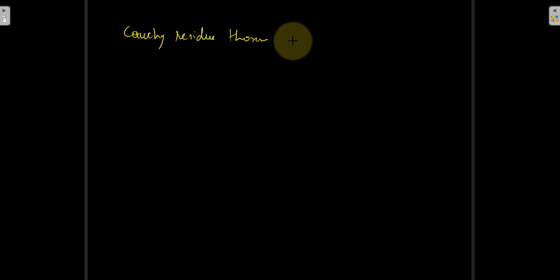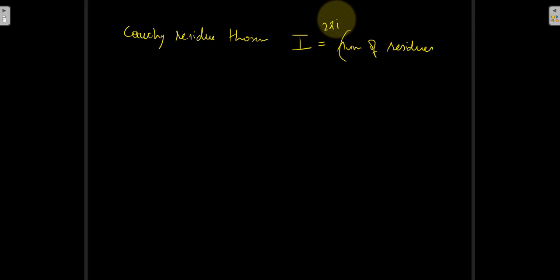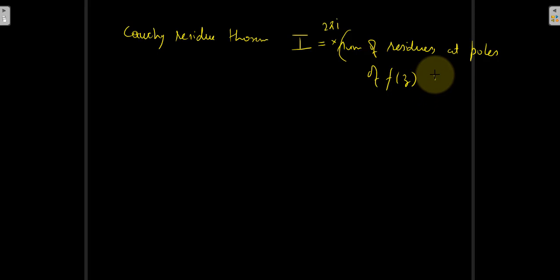So in the previous slide, if we apply that famous Cauchy residue theorem, then we can write that the integral I will be equal to, sorry, it has to be multiplied by 2 pi i, multiplied by the sum of residues at poles of f(alpha).